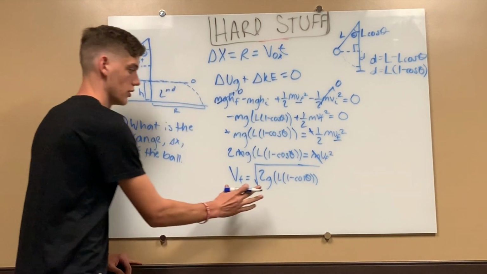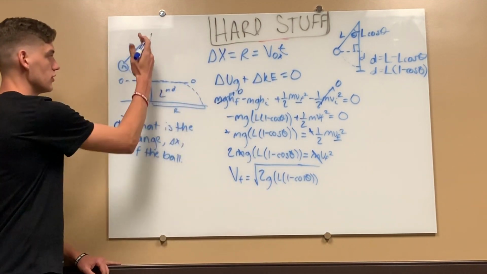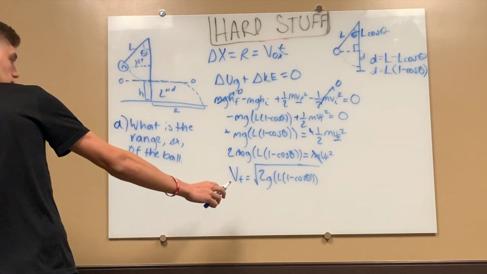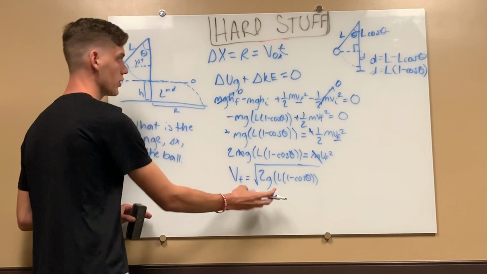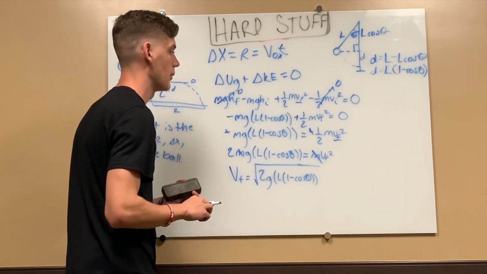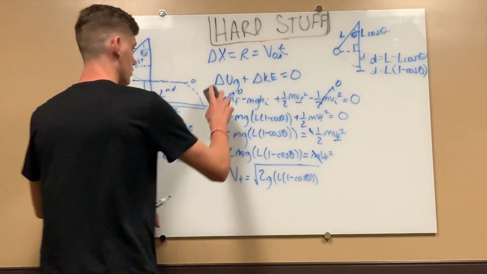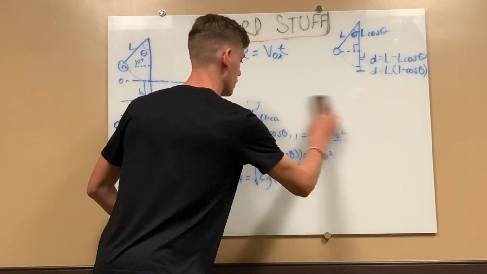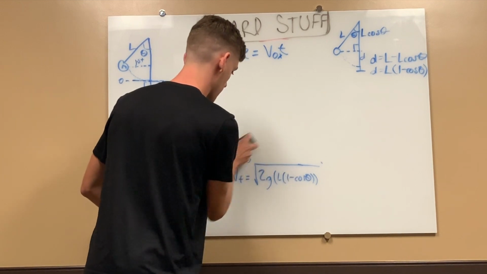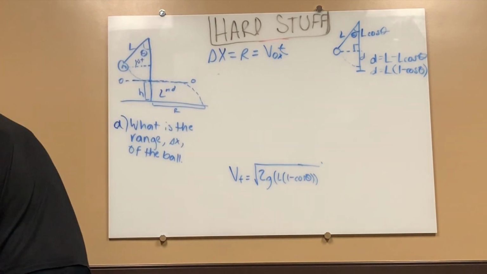Okay, so this is the speed as soon as this ball hits the vertical. So let's keep this equation in mind because we know we're going to need it to find range. All we need now is to find the time. So I'm going to erase this and rewrite my final velocity.